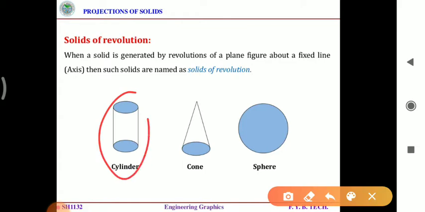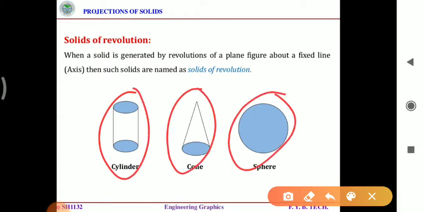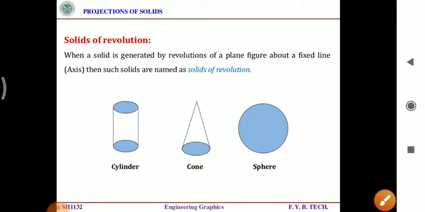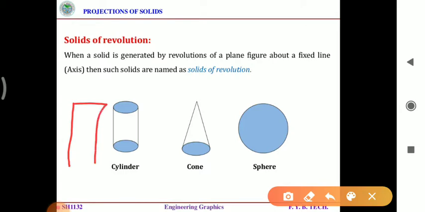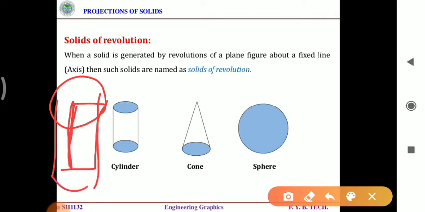Okay, this is the cylinder. This is the cone. This is a sphere. These three are called solids of revolution. How? Now see here. If I draw a rectangle, a plane surface, and I rotate this rectangle about this line, it will create a circle. So this whole plane rotates and it creates a cylinder. I hope you can understand.